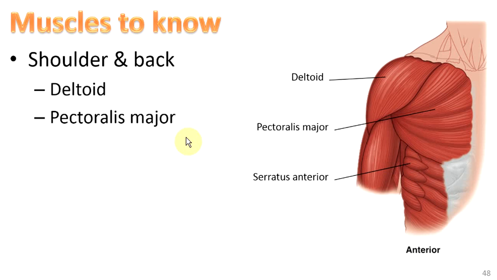Pectoralis major, that's this big muscle here. This is the big chest muscle. Now we have a major and a minor. There's no picture of the minor, but it's underneath the major. What they do is they originate up here on the ribs and the sternum and insert on the humerus.